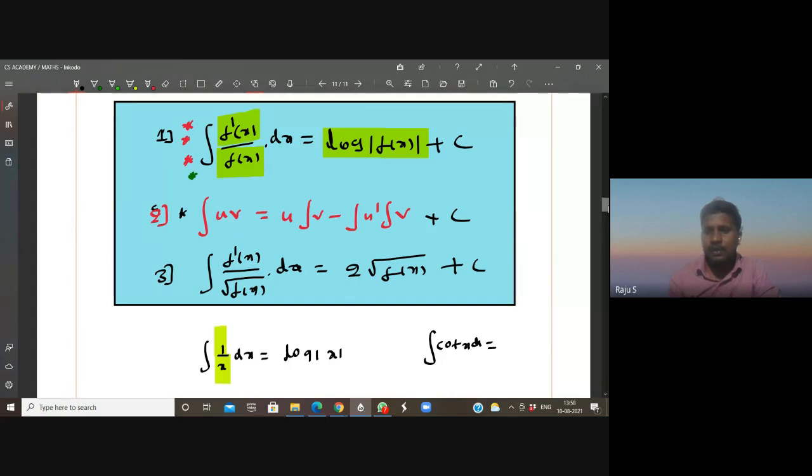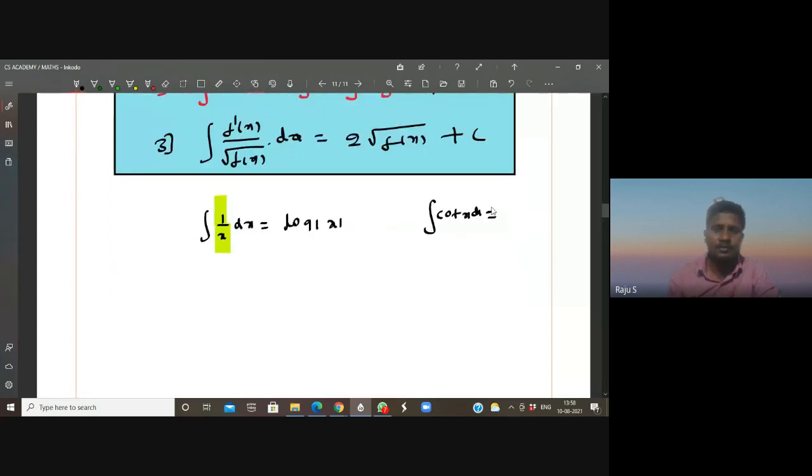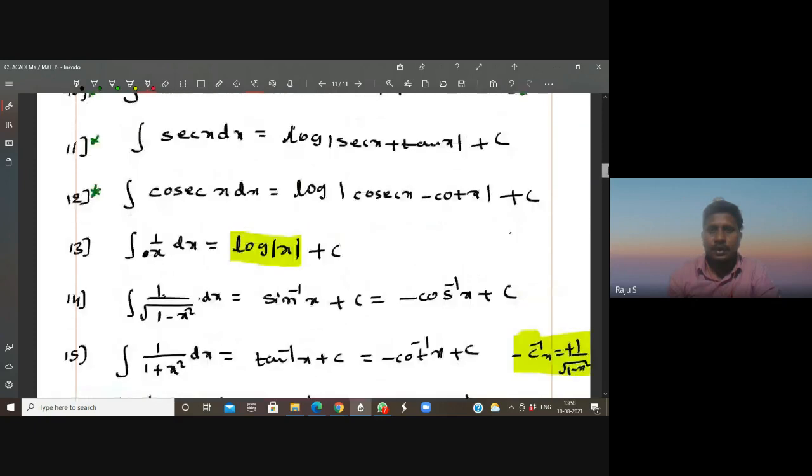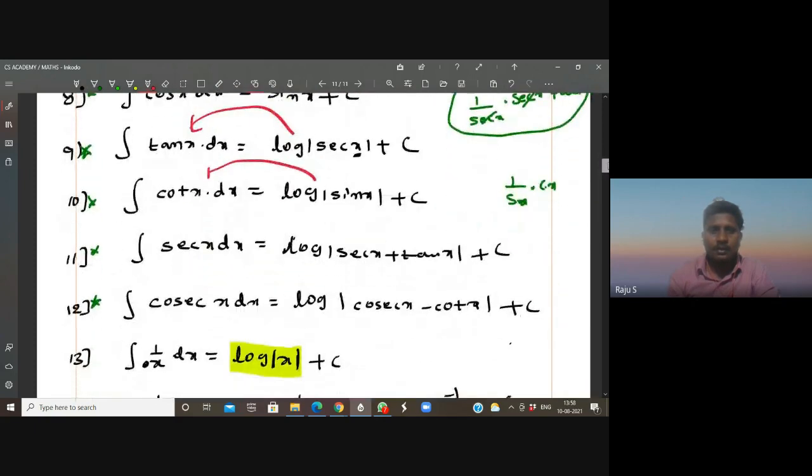For example, you can take cot x. Sometimes it is difficult to remember the cot x formula. At that time, what will you write? Cot x can be written as cos x by sin x dx. Now sin x is in the denominator and the derivative of sin x, cos x, is in the numerator. It is in the form of the formula. Sin x in the denominator, its derivative in the numerator. What shall we write here? Simply log mod sin x. That's all. That only I have written here. Log mod sin x, yes, for cot x.